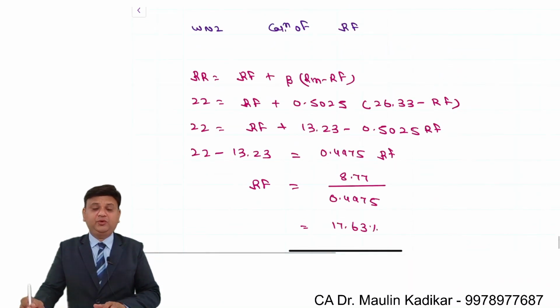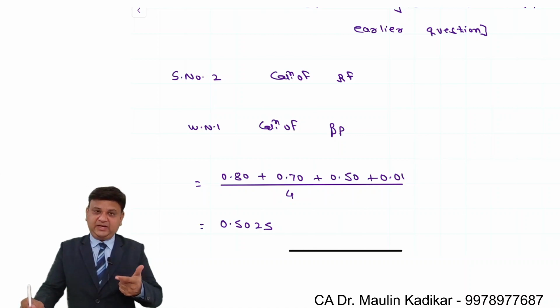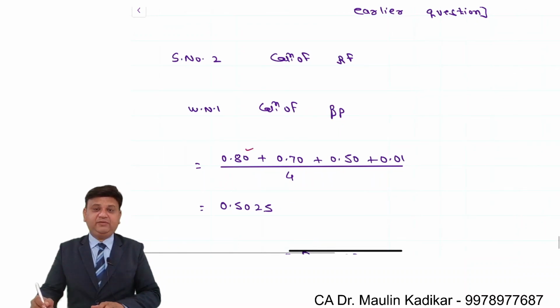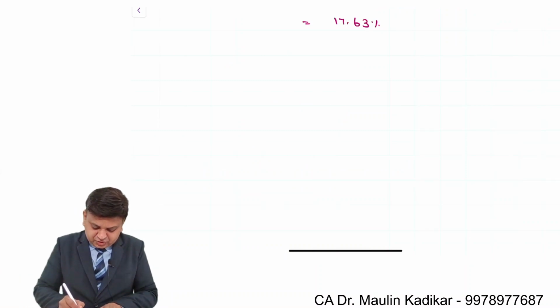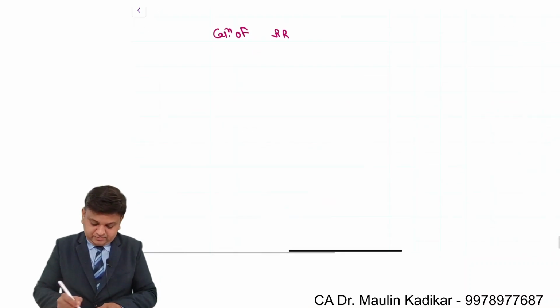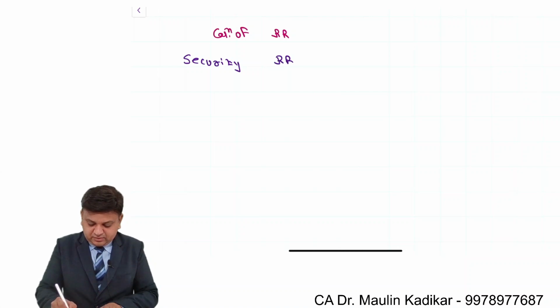This is the way we can compute the RF, that is the risk-free rate of return. Once you make the computation of the RF, then we have to compute the required rate of return using RM, RF and beta information which is given to us in the question. So, calculation of required rate of return. Column number 1 is security. Column number 2 is required rate of return. That is RF plus beta into RM minus RF.